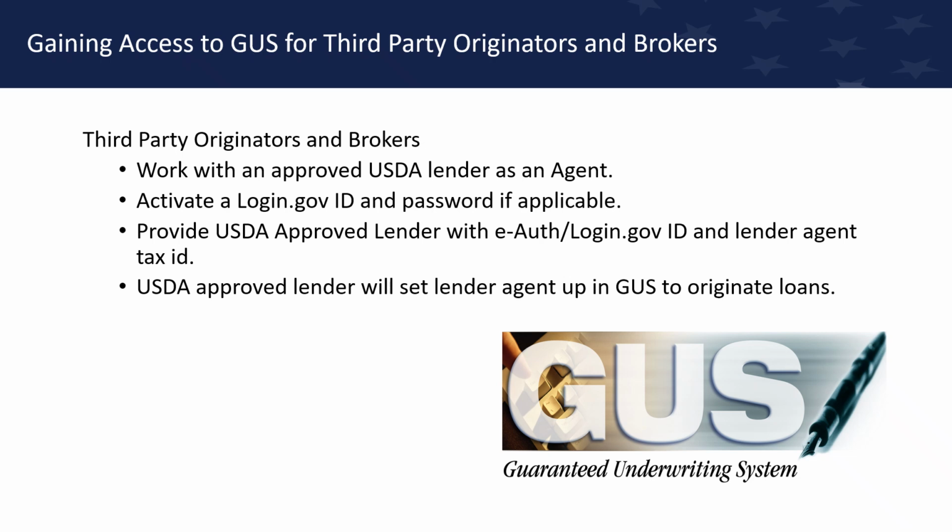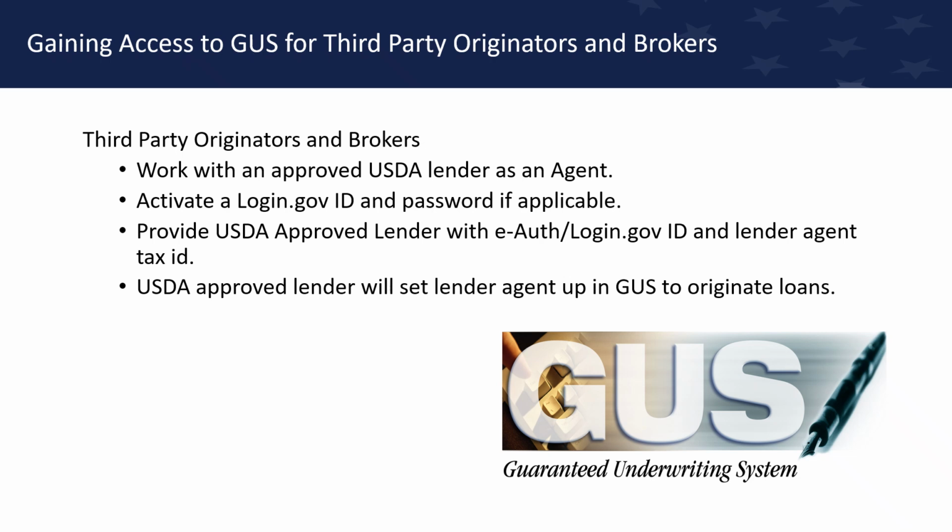Lender agents will need to review the Single Family Housing Guaranteed Loan Program System Access and Security Guide on how to set up a Login.gov ID. The agent can then provide their activated EOS, Login.gov ID, and lender agent tax ID to the approved USDA lender. The approved lender can activate the agent in GUS under their company name and tax ID.